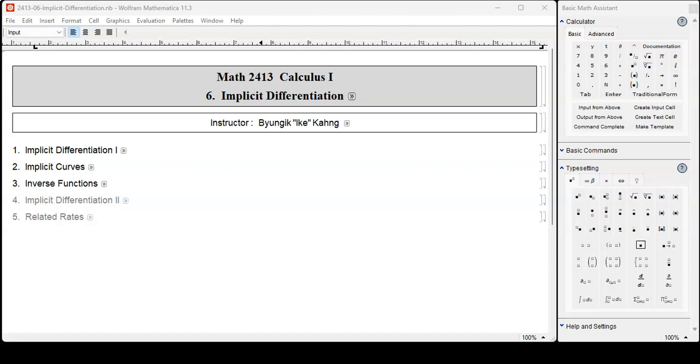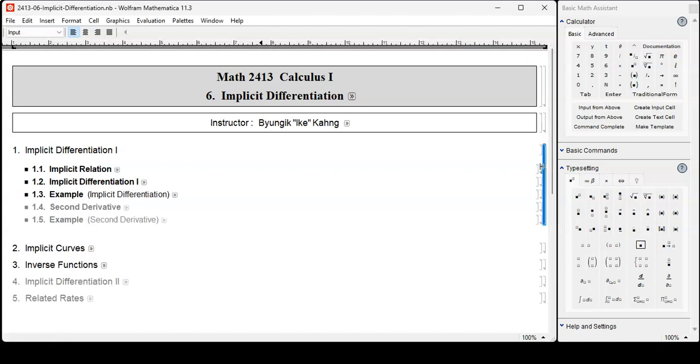Hello Math 2413 students. Let's begin lesson 6, Implicit Differentiation. Let's go to section 1, subsection 1.1, Implicit Relation.